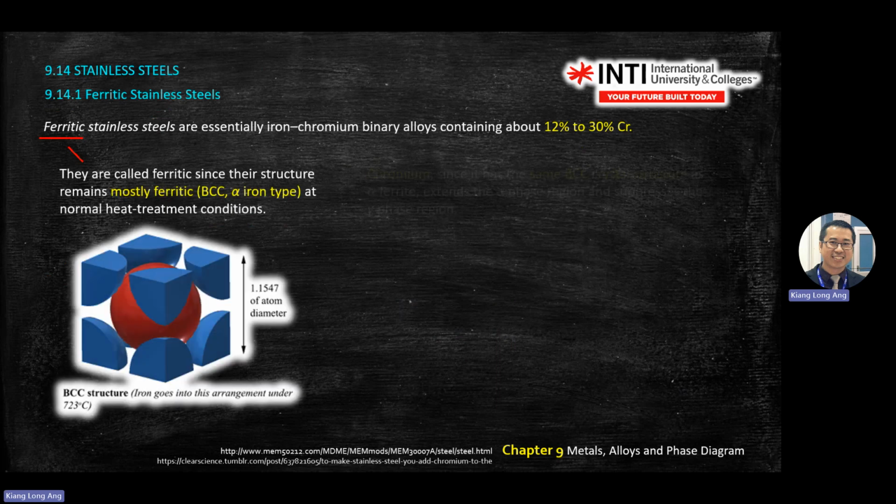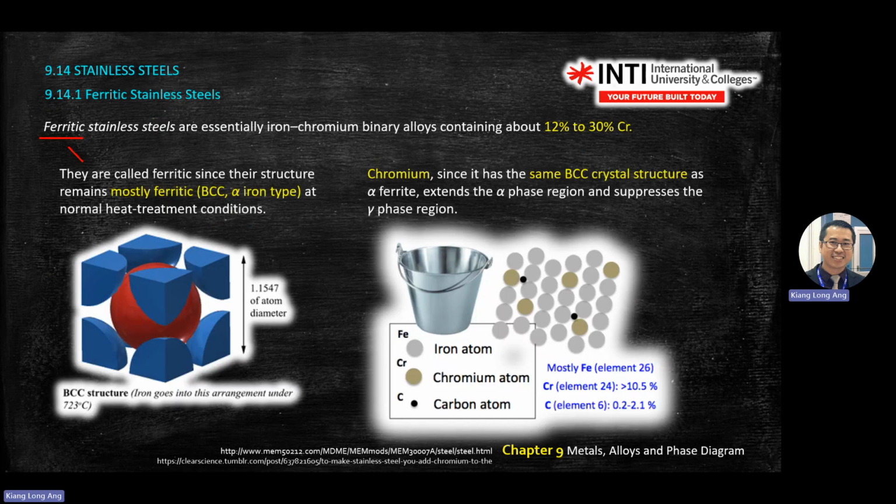What we're going to test you on is how you make stainless steels. We use ferritic with its BCC structure. We add chromium from 12% to 30%. So we just add in chromium atoms and carbon atoms like that. This is called the substitution strengthening mechanism. We have 2 types of mechanism: one is substitutional, one is interstitial. Carbon is interstitial. Chromium is substitutional.